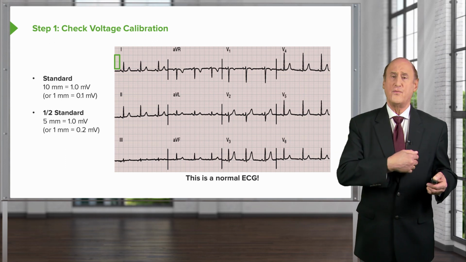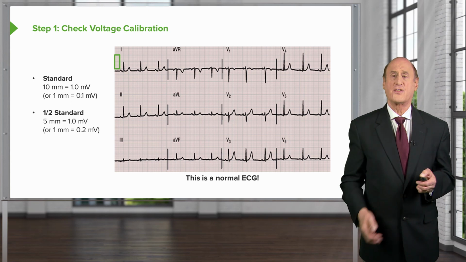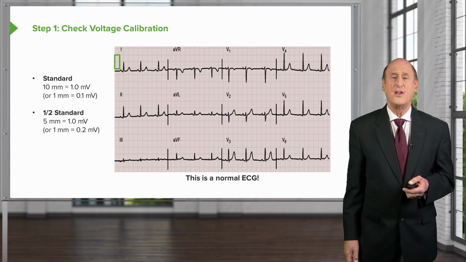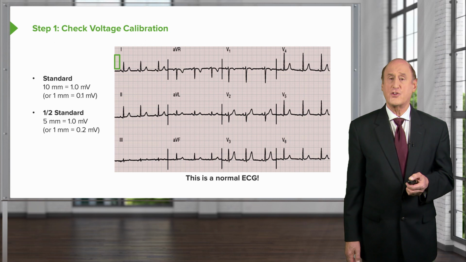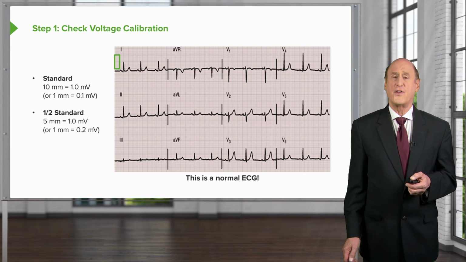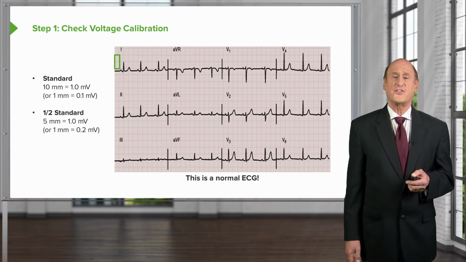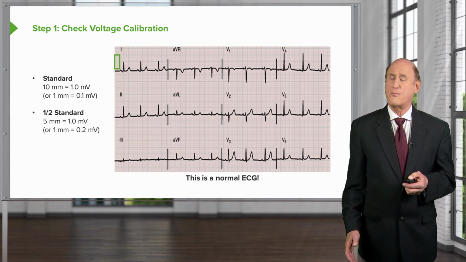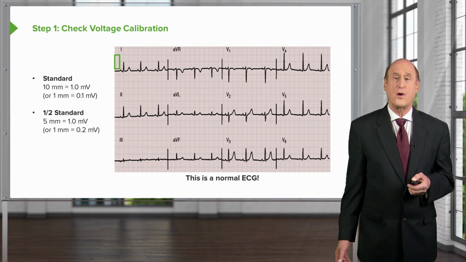V1, V2, V3, 4, 5, and 6. And this is a normal ECG. Notice there's a P wave in front of each QRS. The QRSs are nice and narrow. There's a nice T wave upright and not way prolonged after each QRS.